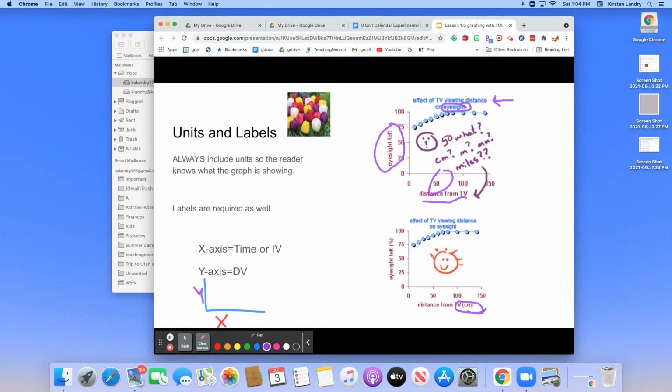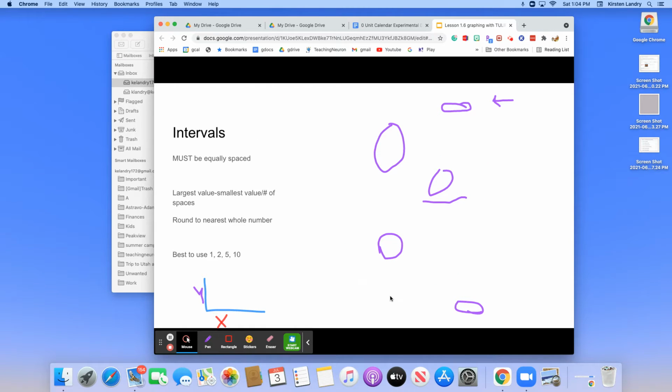They let us know it was centimeters. That really helps. Now I know how far those people are. They also let us know this was the percent of eyesight left, depending on how far away they are. Kind of a strange experiment, but I thought you guys would kind of get an idea from that.